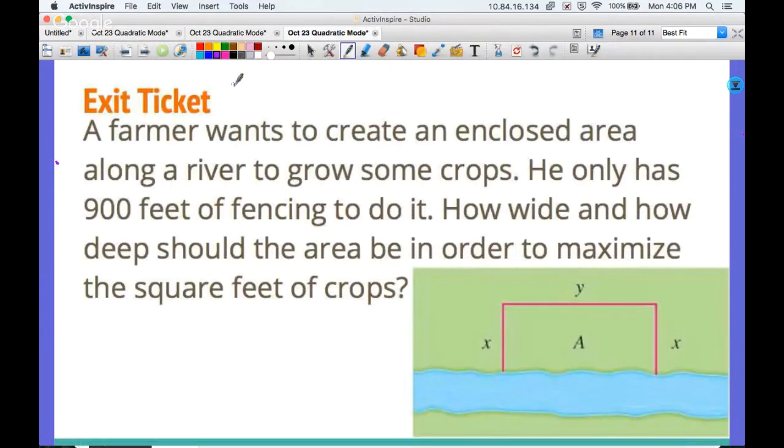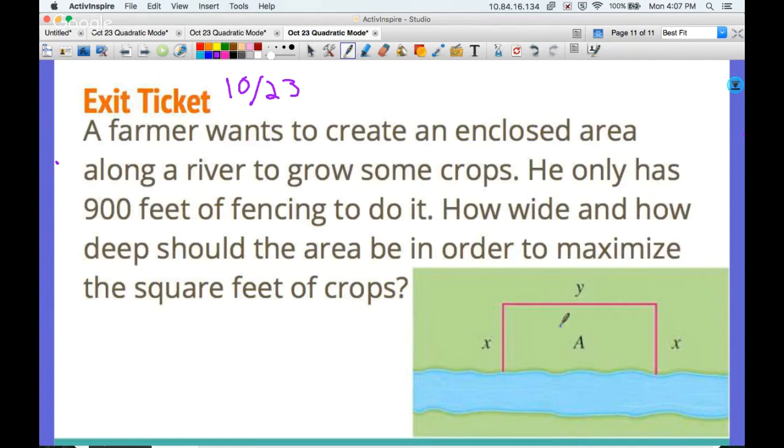With this problem here, this was to be today's exit ticket. Today is 10/23. A farmer wants to create an enclosed area along a river to grow some crops. He only has 900 feet of fencing to do it. What should the dimensions of the area be in order to maximize the square feet of crops?